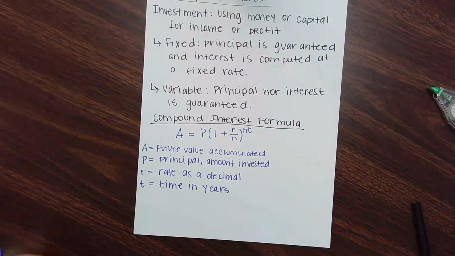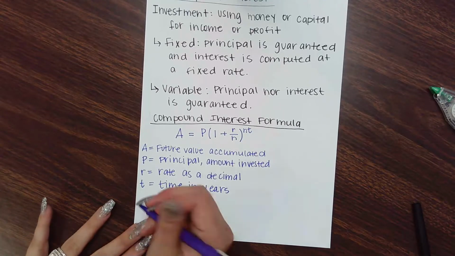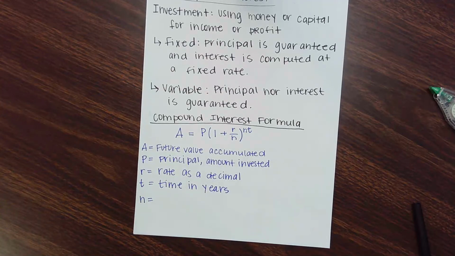I did go down a rabbit hole, which was really annoying, trying to turn something into months and days, and it got ugly there for a second. With compound interest, they need that T to be in years, only years. And then lastly, what's new in this 10.3 section is that variable N, which is the number of compounds per year.